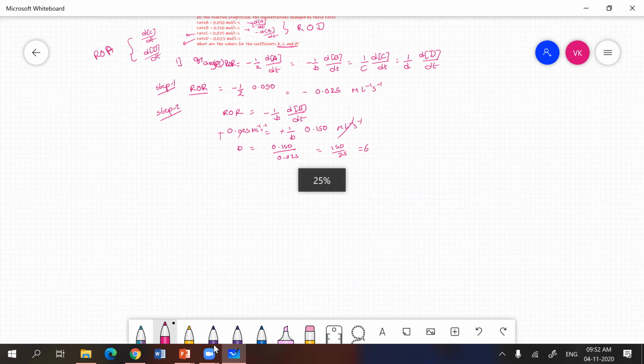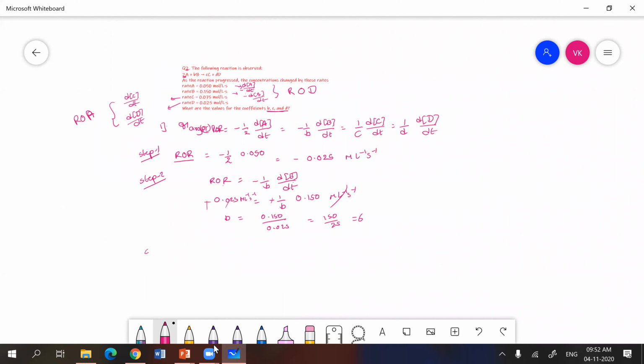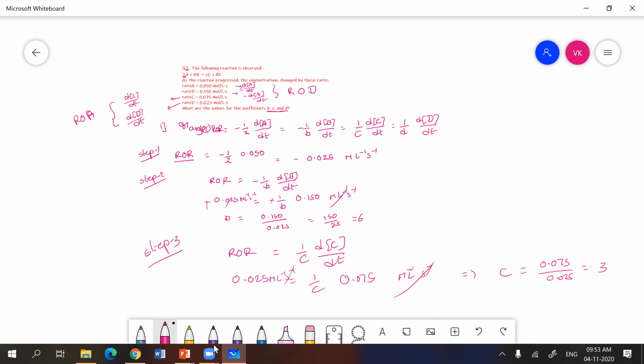Now will you try for the rest of the two constant values? Next, step 3, let's find the C value. Rate of reaction should be equated to 1 over C, change in concentration of C with time. So rate of reaction is 0.025, that equals 1 over C, times this value, 0.075 moles per liter per second. Both will get cancelled. That implies C is equal to 0.075 over 0.025, so 75 by 25, that equals 3.